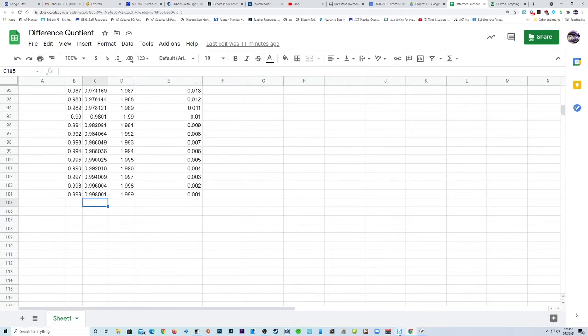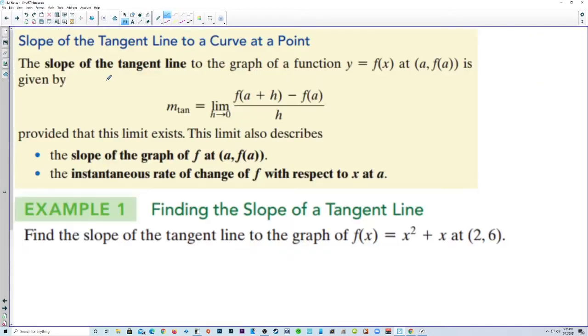All right, the next slide sums this up. It says slope of the tangent line to a curve at a point. And the point, they say, is a and f of a. So a and f of a is your point of tangency. Now we want another point that's extremely close, where h is very, very small. And then this is going to be f of a plus h. There's the y value. So those are the y values right there.